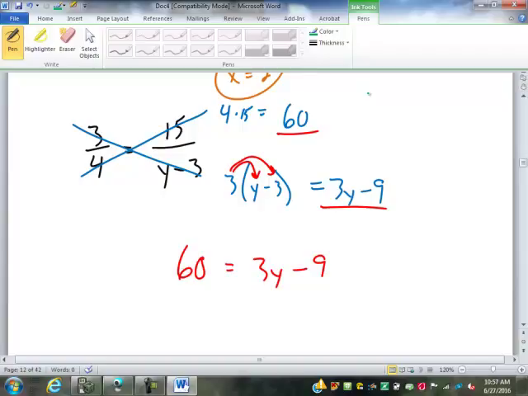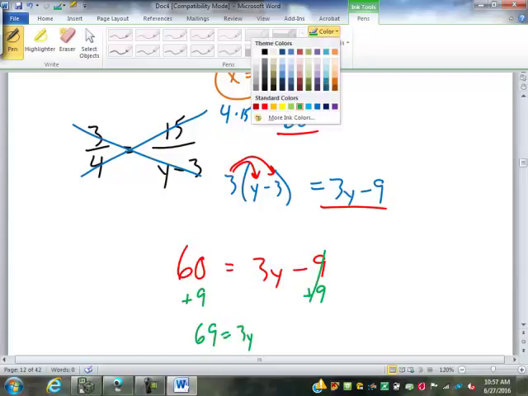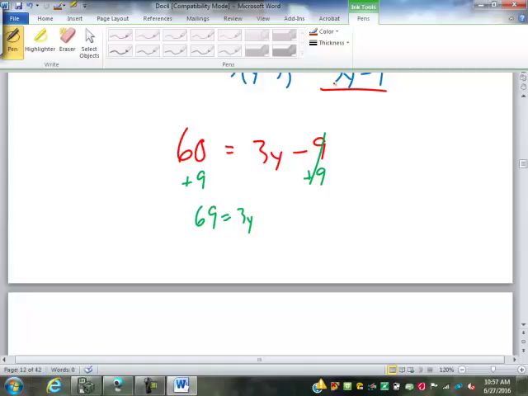So to take it apart, we reverse that. We take off the last piece first. So we add 9. So 69 equals 3y. And then divide by 3. So 23 equals y. So y is 23. Questions?